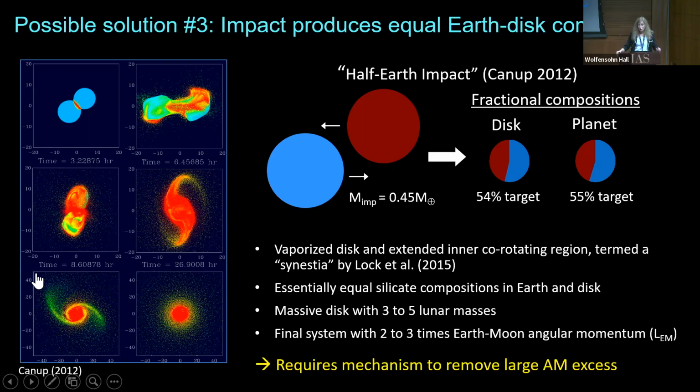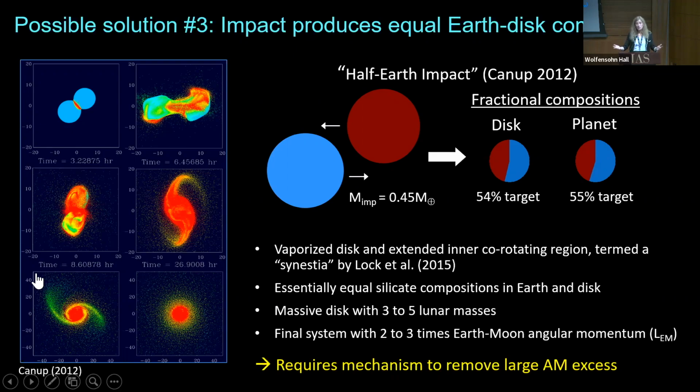Why this produces a disk and a planet with the same composition is very simple to understand. You can imagine in the limit of 2 identical objects colliding, if they formed a planet and a disk, then just by simple symmetry, at the end, the disk would be half from object number 1 and half from object number 2, and the planet would be half from object number 1 and half from object number 2.